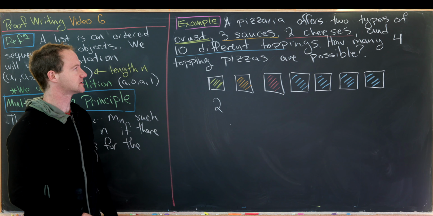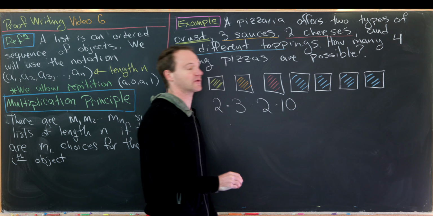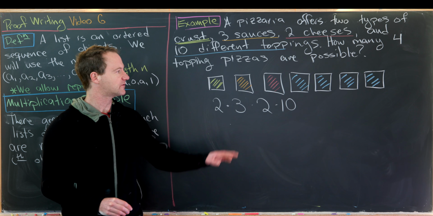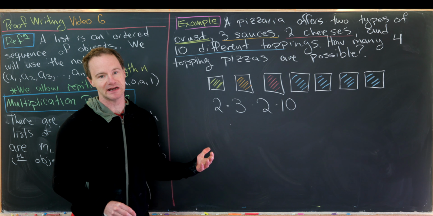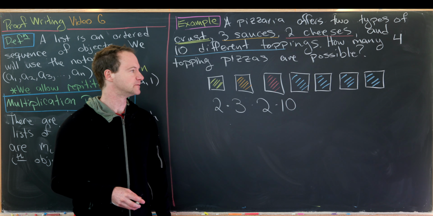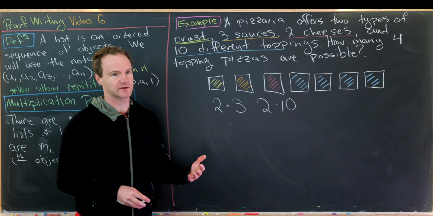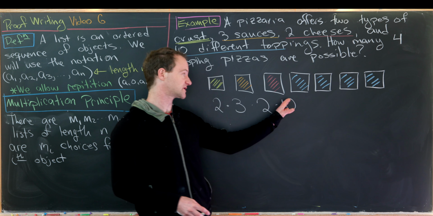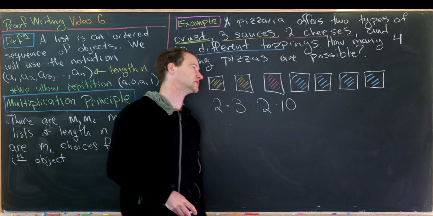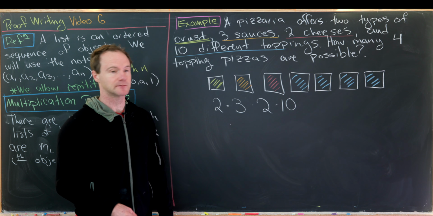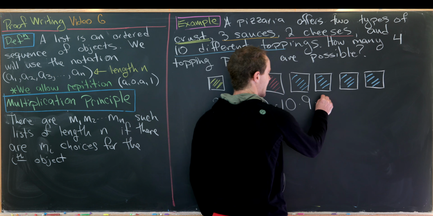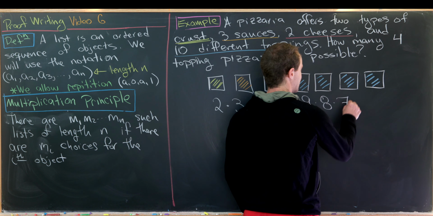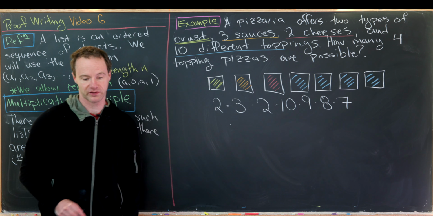So for the first topping, we can choose 10 different objects. Then for the next topping, we can't choose 10 anymore because we've already chosen one. Let's just say that doubling up on a topping is not possible. So if you've already chosen, for example, mushrooms for your first topping, you're not allowed to choose mushrooms for the second topping. So that means there are only 9 choices for the second topping, and similarly 8 for the third and 7 for the fourth.